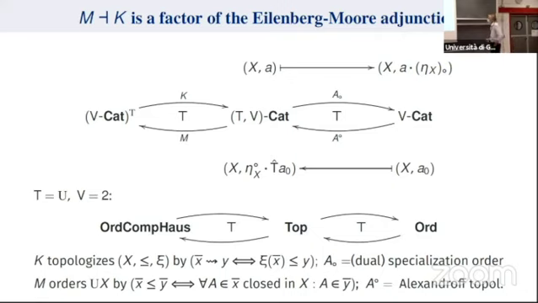So in the example of the ultrafilter monad and V equals 2, you have on the left-hand side ordered compact Hausdorff spaces. In the middle, you have topological spaces. And on the right-hand side, you have pre-ordered sets. And K topologizes an ordered compact Hausdorff space by putting a new topology on it, which says that an ultrafilter x converges to y if the limit point of the given compact Hausdorff topology is less or equal to y. And M orders the set of ultrafilters: ultrafilter x is less or equal to y whenever a closed set in the ultrafilter x is also in y. And the pair of adjoints are given by specialization order and Alexandrov topology. So all the essential ingredients of order topology come in here.